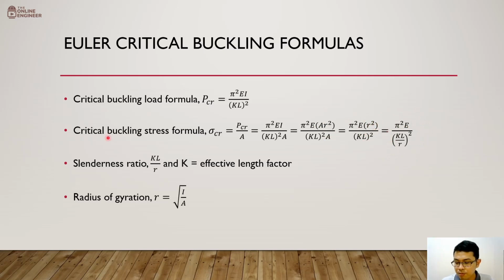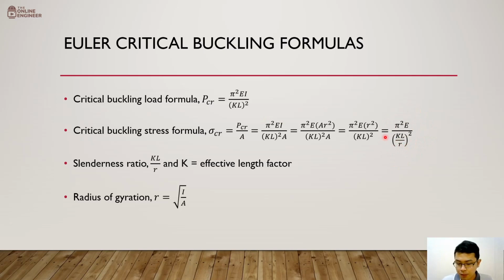So this is the critical buckling stress formula. We could just express it according to the critical buckling load, simply divide it by the area if the area is present. If not, then you can also use this formula if all we have is the radius of gyration of our section.